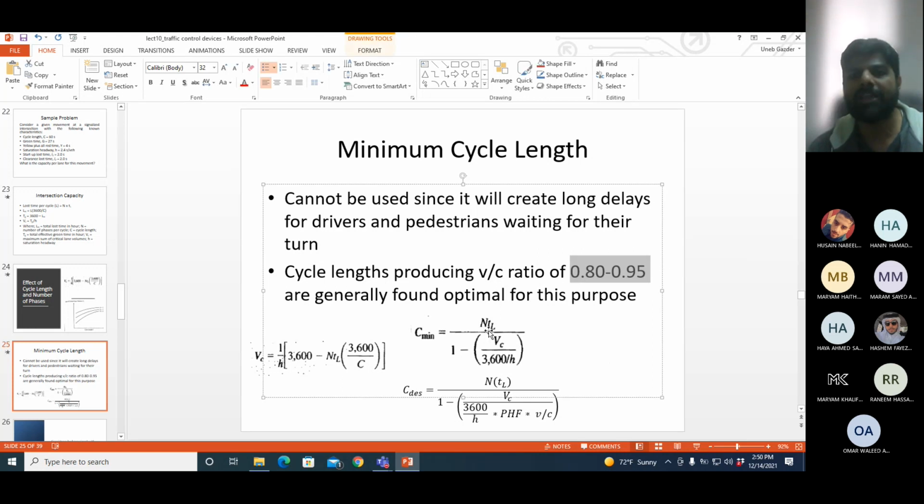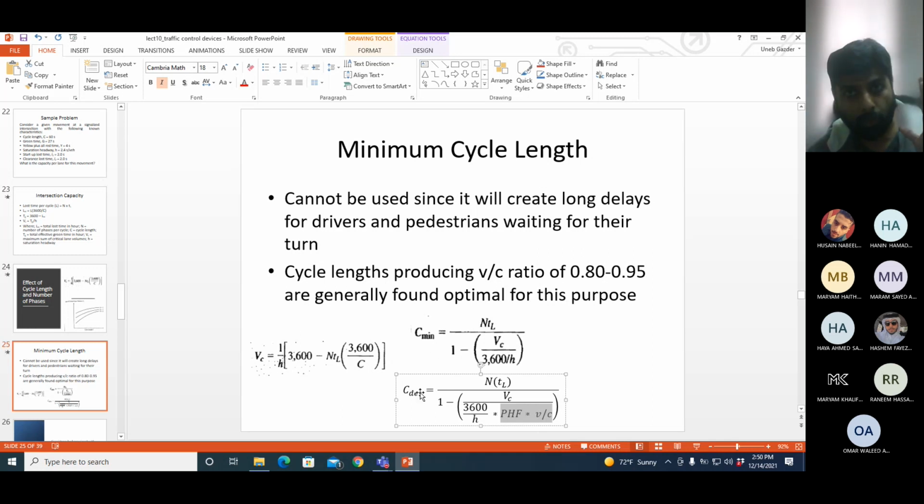When you put values of peak hour factor and V by C ratio in the equation of cycle length, it is now called desirable cycle length. Without these factors, we have minimum cycle length, which may work, may not work, but with these factors, we have desirable cycle length, the preferable value of cycle length. This is the one which we should use.